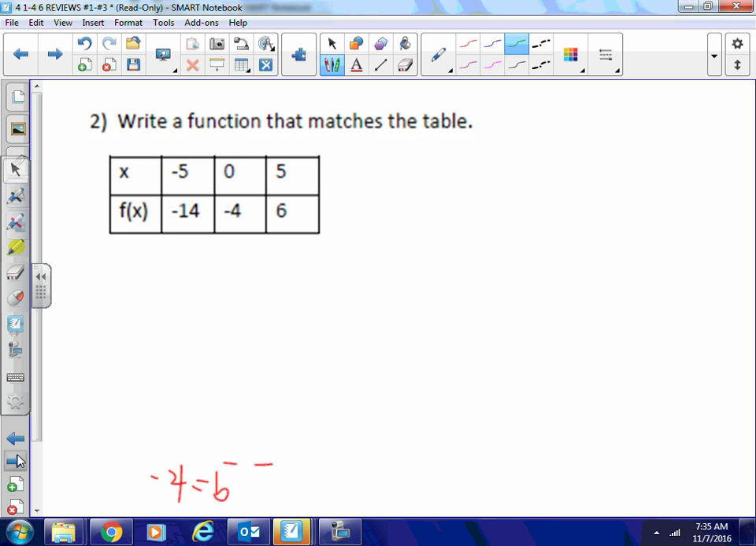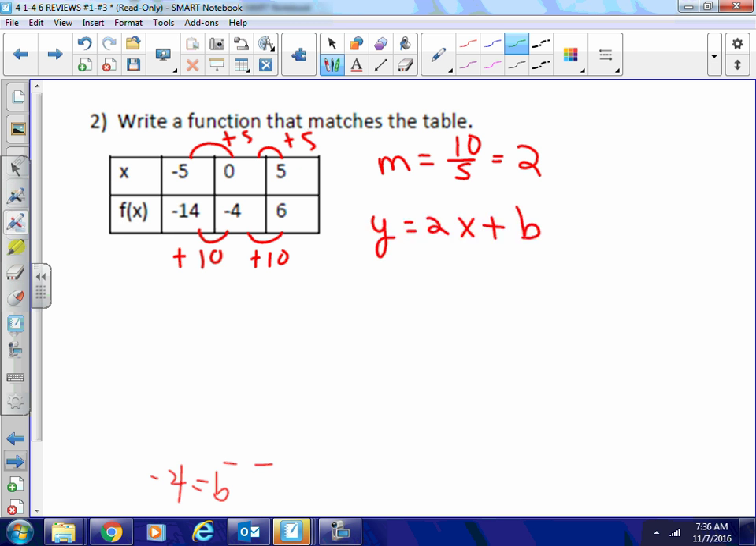Number 2, write a function that matches the table. Well, first let's get slope. We keep going up by 5 every time for the x's as we go up by 10 on the y's. So our slope is equal to 10 over 5, which is 2. So far we know this much. Y equals 2x plus b. Too many letters at this point to solve for b, but we can take an ordered pair.